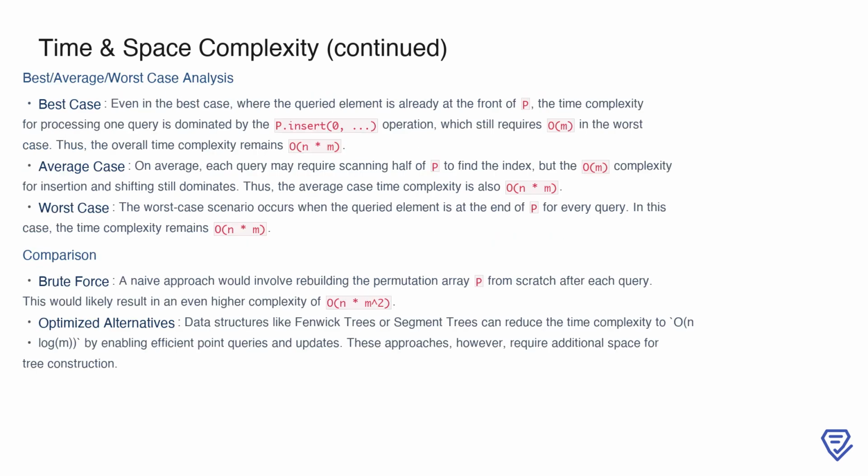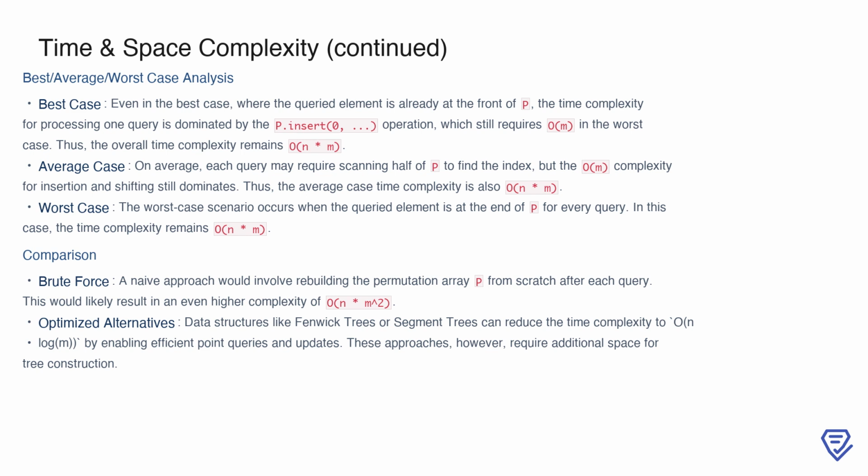Let's examine the best, average, and worst cases for the solution. Even under the best circumstances, such as when the queried element is already at the front of P, the operation p.insert(0) still involves shifting elements, resulting in a worst-case time complexity of O(m) for a single query. For the average case, queries typically require scanning half of P to find the index. However, the insertion and shifting still dominate, keeping the average case time complexity at O(n*m). In the worst case, the queried element is always at the end of P, and scanning, removal, and insertion all reach their maximum costs, leading to the same overall time complexity of O(n*m).